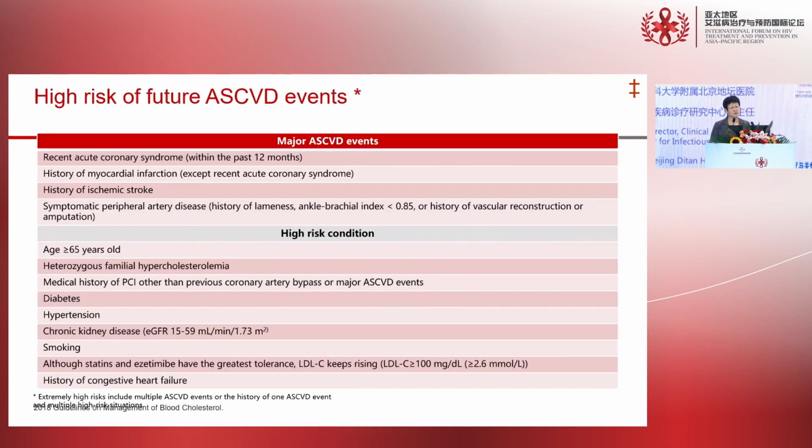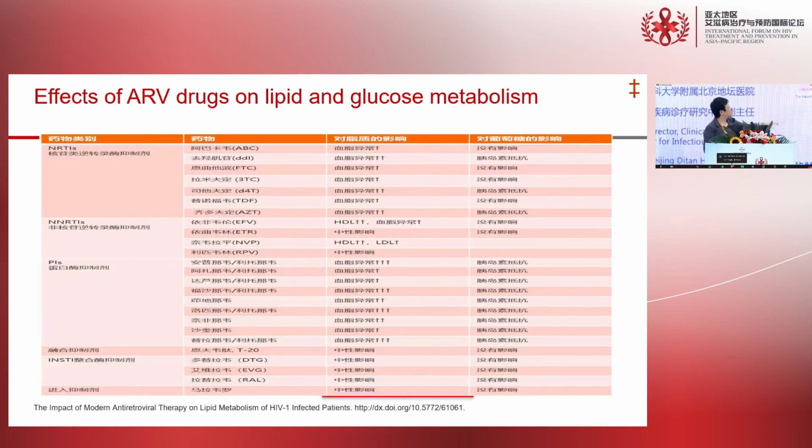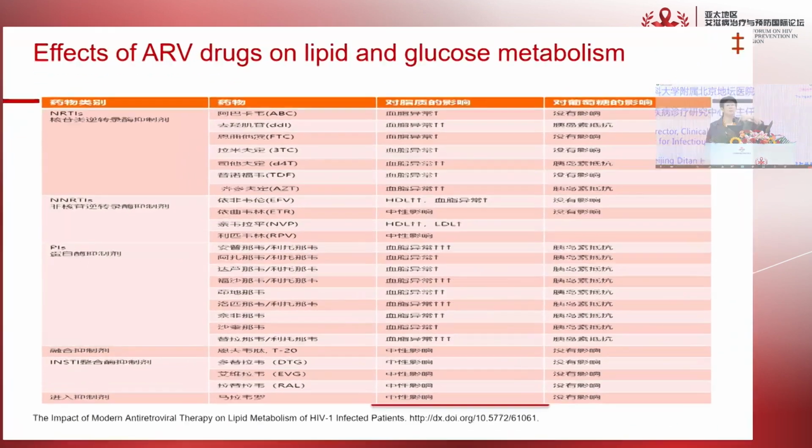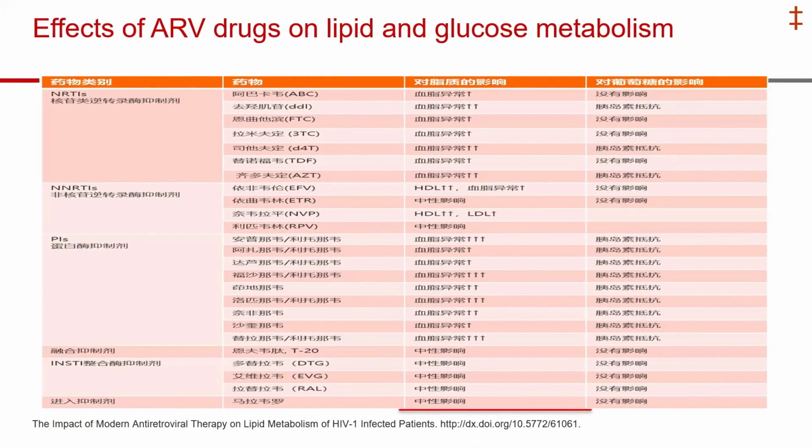Here are other high-risk factors, for example a recent cardiovascular event, or family history of cardiovascular events, or family history of ischemic stroke, and also potential atherosclerosis. He also demonstrated the impact on the lipid and glucose profile. This is a common risk with NRTIs, PIs, etc.